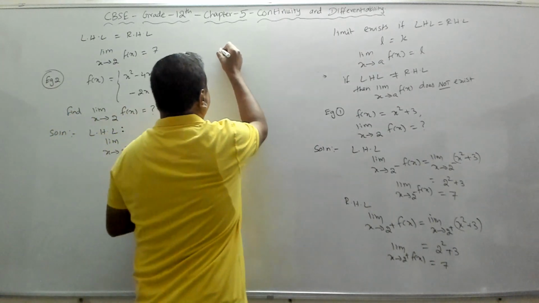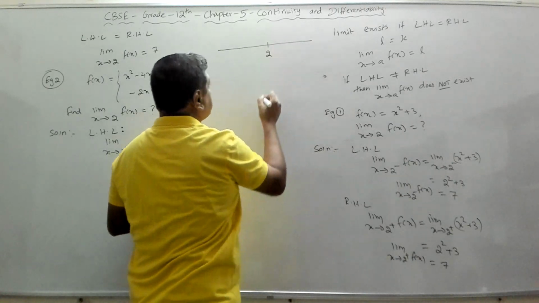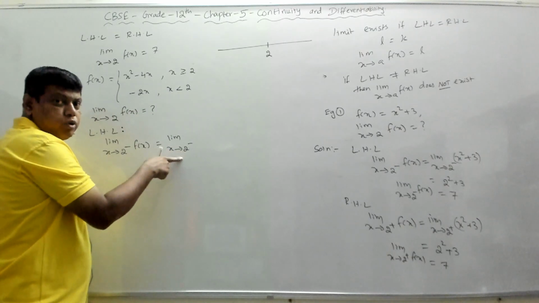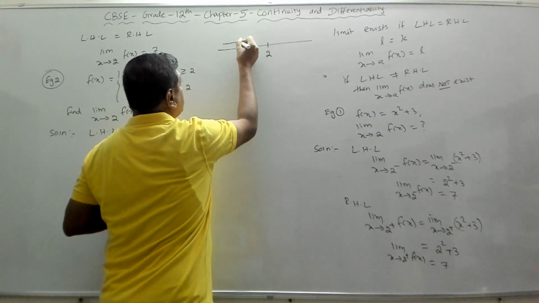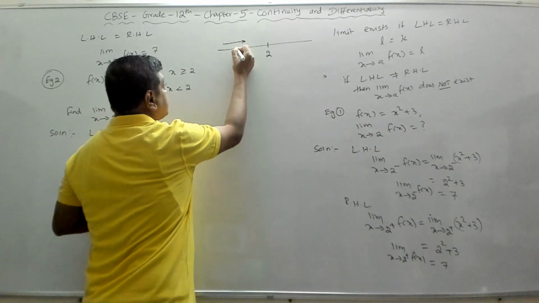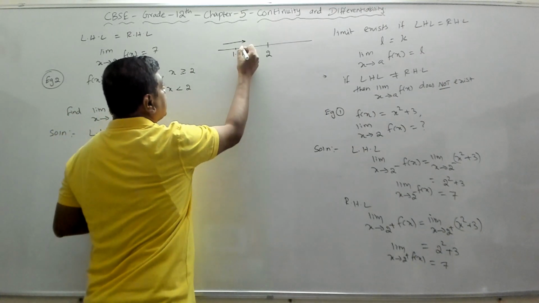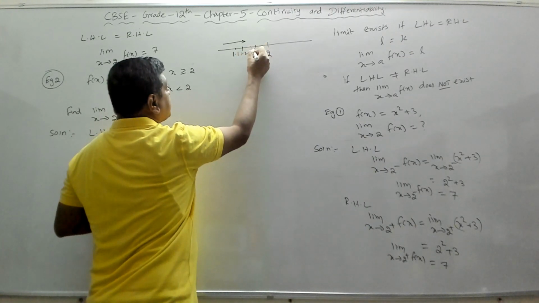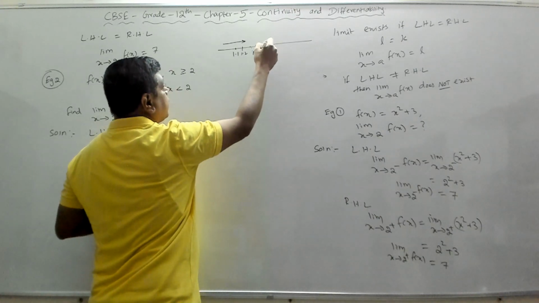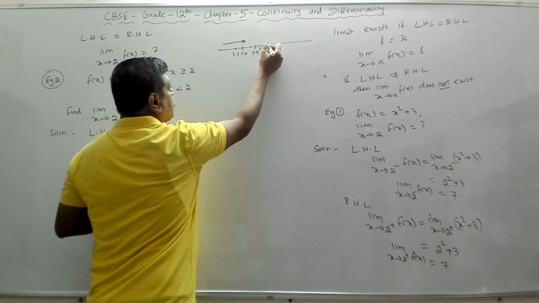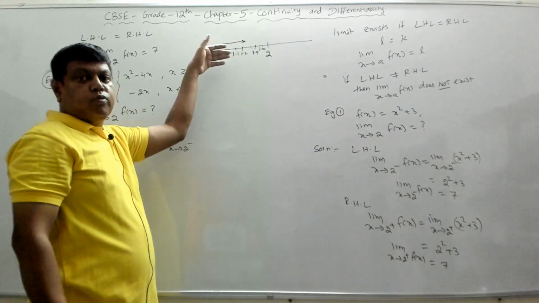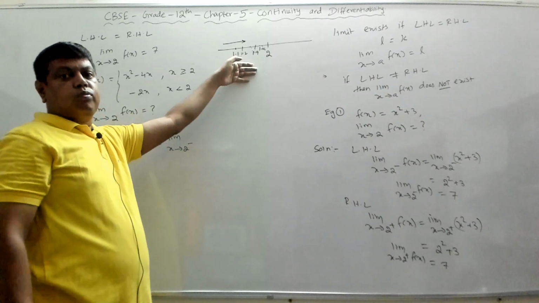So this is your number line. Suppose this is 2. If x is going towards 2 through values less than 2, it means x is coming towards 2 from the left hand direction. In this direction, what will be the value of x? x can take values like 1.1, 1.2, and so on. Here it will become 1.9, then 1.99, 1.991. If it keeps approaching 2, it will never touch 2, but it is going nearer and nearer to 2.